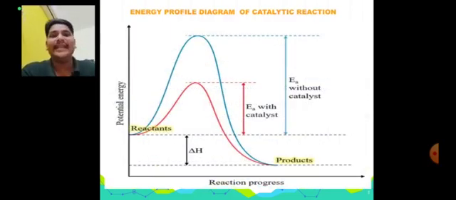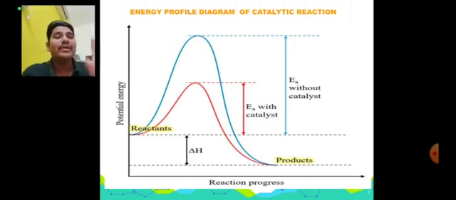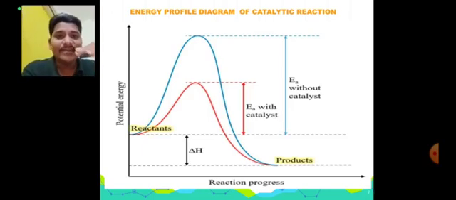Here is the energy profile diagram for the catalytic reaction and uncatalytic reaction. Here on the y-axis there is potential energy and on the x-axis there is the reaction progress. The red color line shows the catalytic reaction and the blue color line shows the uncatalyzed reaction. By using these two lines, it is shown that during the reaction when we use the catalyst, the activation energy, that means Ea with catalyst, decreases as compared to the uncatalyzed reaction. Here the uncatalyzed reaction is shown by the blue color line. When a reactant molecule gets activated, it requires more energy for activation. That means the activation energy of the reactant molecule is higher in the absence of catalyst, but by using a catalyst the activation energy of the reactant molecule decreases.